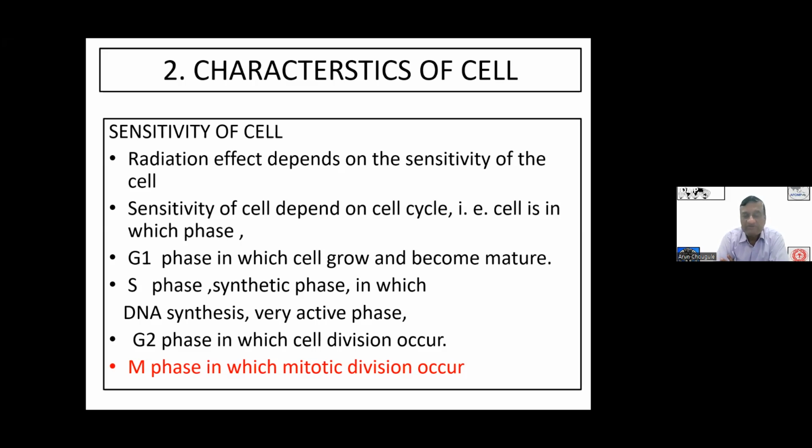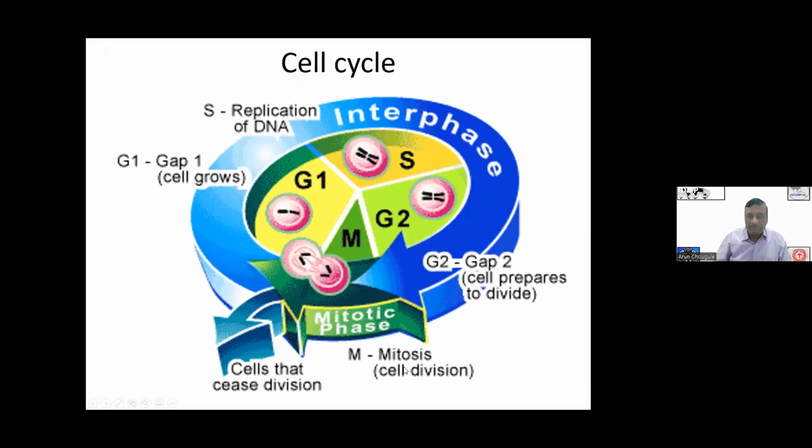G1 phase, in which the cell grows and becomes mature. S phase, the synthetic phase, in which DNA synthesis occurs, a very active phase. G2 phase, and M phase, which is the mitotic division, where cell division occurs. If you see, this is the cell cycle, and for humans it takes from a minimum of 6 hours to complete the cycle, and it can be 24 hours or 48 hours. This is the mitotic phase, and then the cell stages in division: gap, then replication, then G2 prepare, divide.